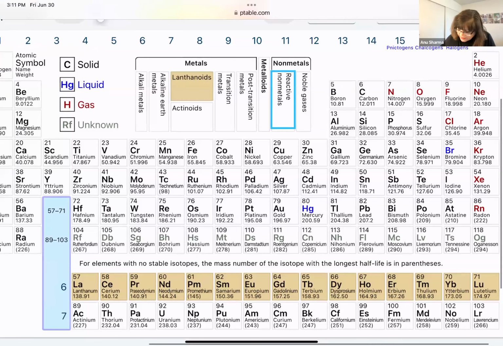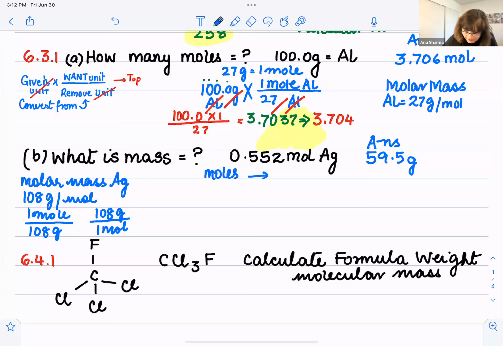This means 1 mole over 108 grams, or 108 grams over 1 mole. So this is for the silver. These are the two conversion factors. So which one are we going to do? We are converting moles to grams here.